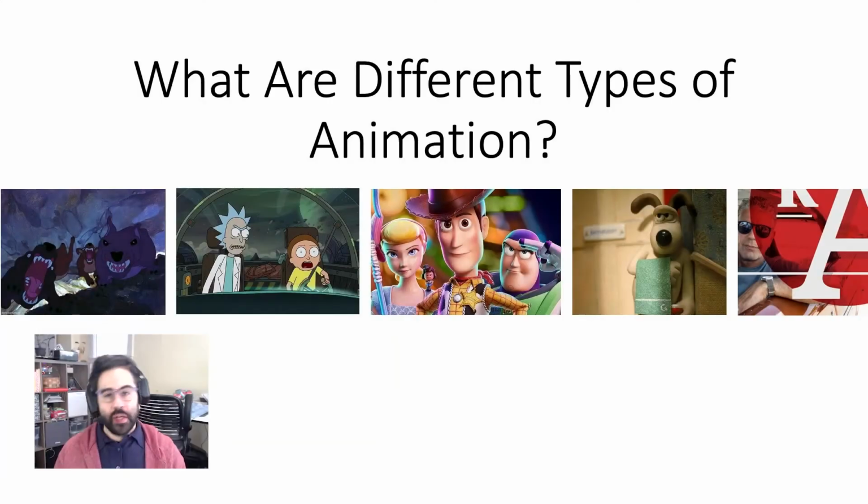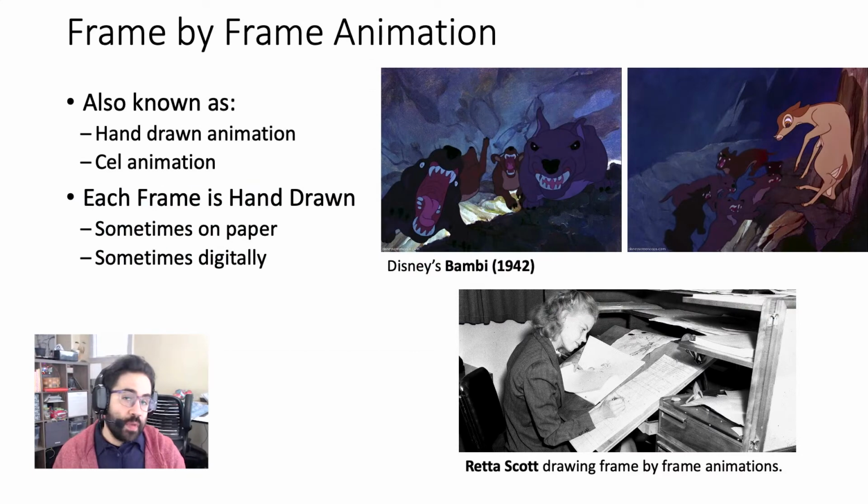In this video, we'll get an overview of some of the different types of animation. One you may be the most familiar with is frame-by-frame animation. This is also called hand-drawn animation or cell animation, which is short for celluloid. And those are the transparent sheets that old-school animators used to draw and paint onto to make animated films, like, for example, Bambi that we see here on the right.